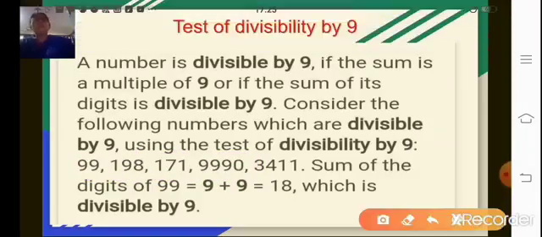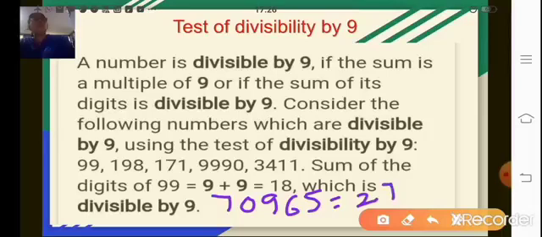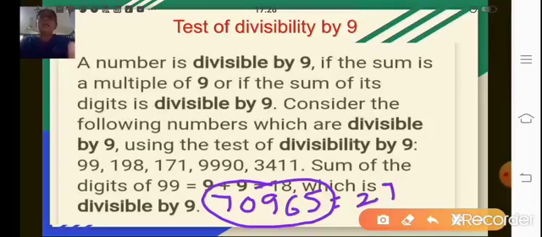Now let me give one more example of divisibility by 9. Suppose I take the number 70,965. Now when you add all the digits, 9 plus 7 is 16, 16 plus 6 is 22, 22 plus 5 is 27. Now 27 is easily divisible by 9. 9 3s is 27. So you can easily say that this number is also divisible by 9. Okay.